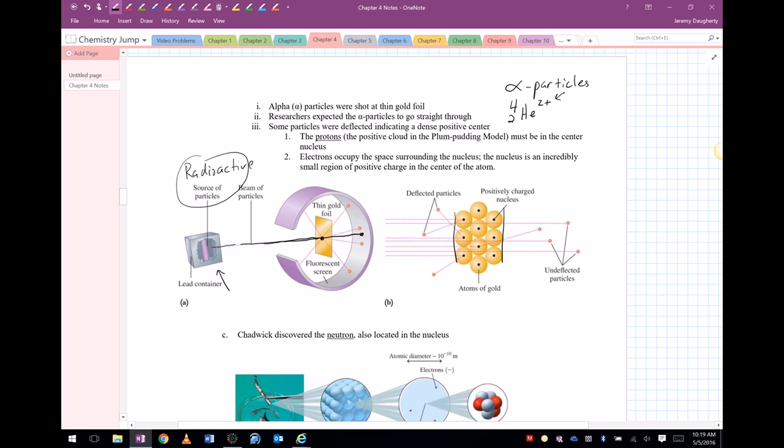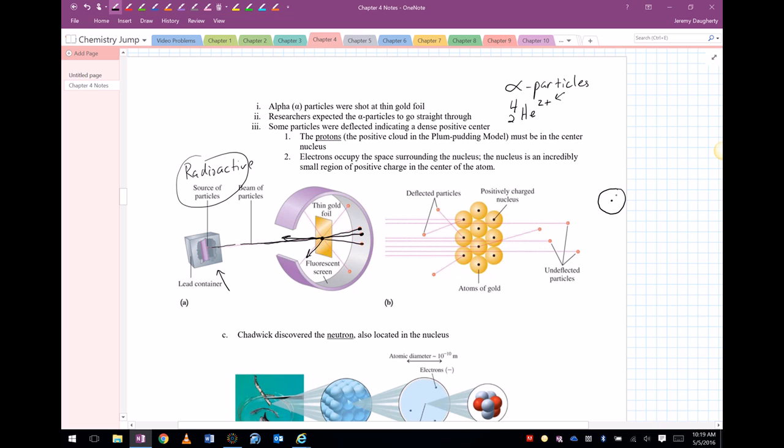They saw that most of them went straight through, but not all of them. A small percentage of them were deflected, so they came out at different angles. And an even smaller percentage of them bounced straight back, or nearly straight back. So what Rutherford figured out was there must be something in the middle of that atom.